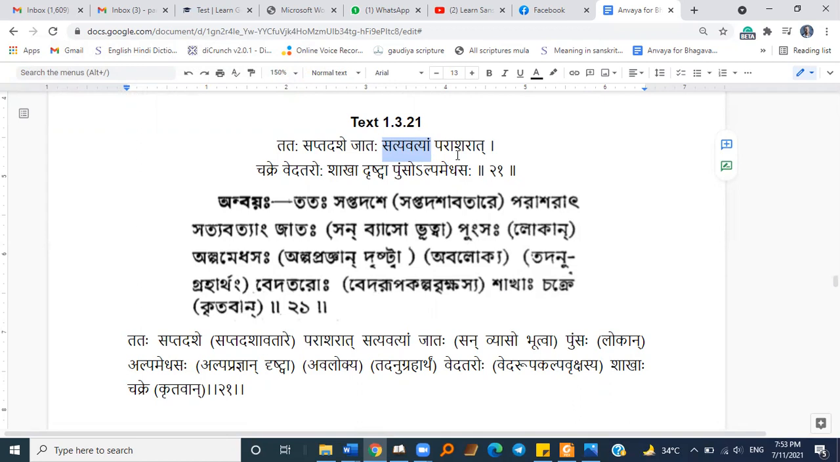So Satyavatyam is which form, Rukmini Mataji? Oh, 7-1. Yeah, this is 7-1. Satyavatyam. Okay, so like that, we have to see.